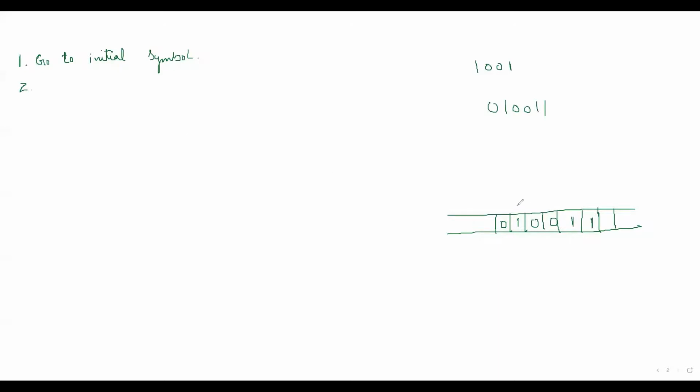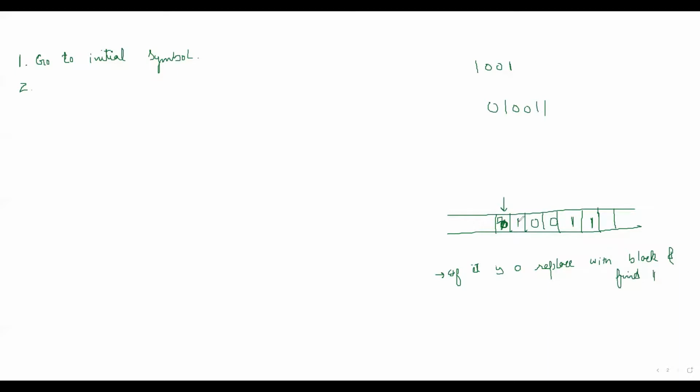Okay, so go to the initial symbol. Let's suppose this is our initial symbol. So this is 0. If the initial symbol is 0, replace it with blank, and find 1. Now after this we will find 1.